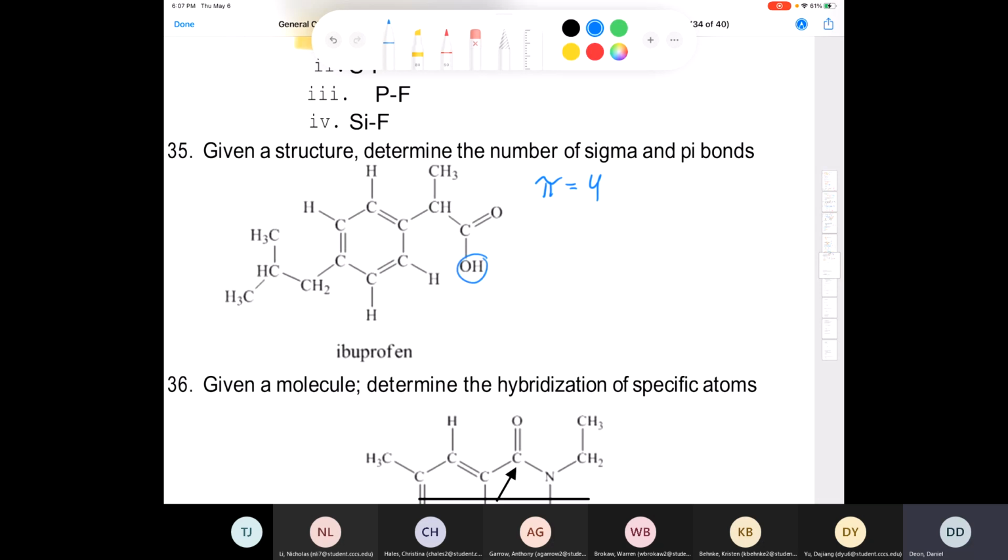Because if you have an OH, there's a sigma bond there, right? So there's 1, 2, 3, 4, 5, 6, 7, 8, 9, 10, 11, 12, 13, 14, 15, 16, 17, 18, 19, 20, 21, 22, 23, 24, 25, 26, 27, 28, 29, 30, 31. Somehow I ended up with an extra bond. Did anybody see where I ended up with my extra bond? There's supposed to be 32. Where did I add an extra bond? I'll let you guys do it.